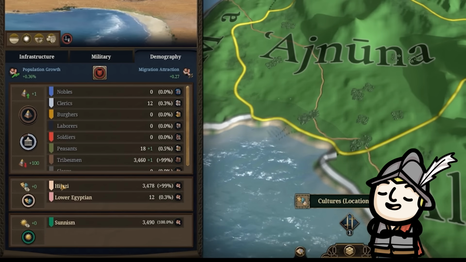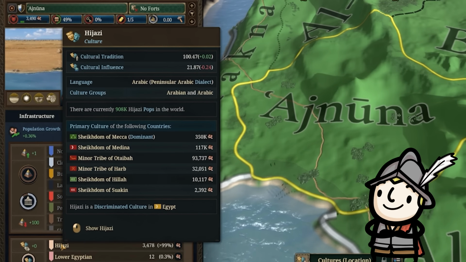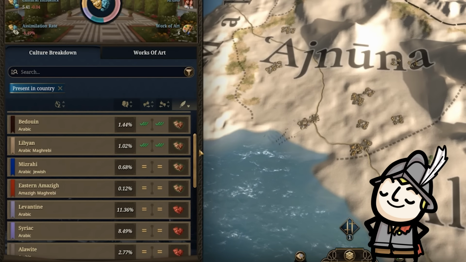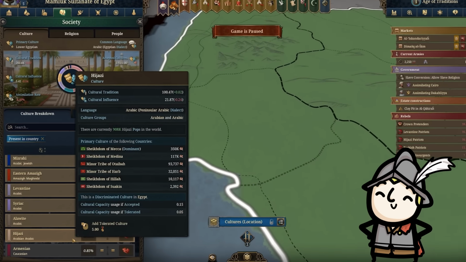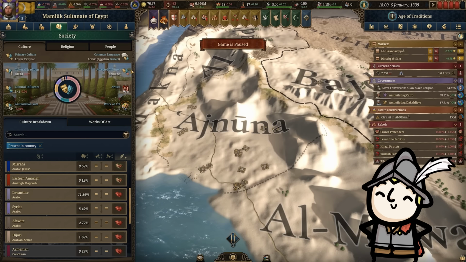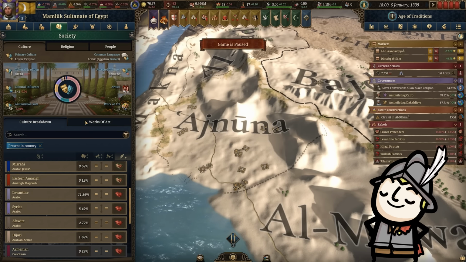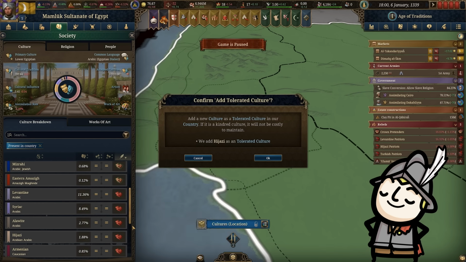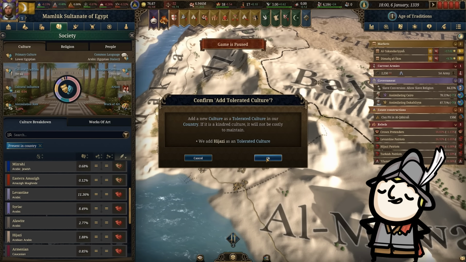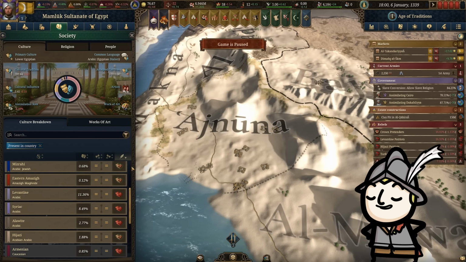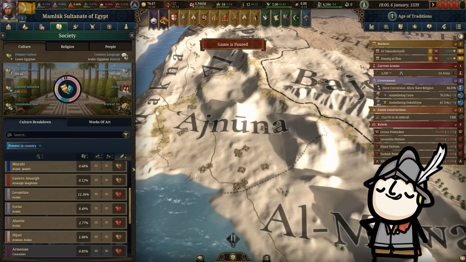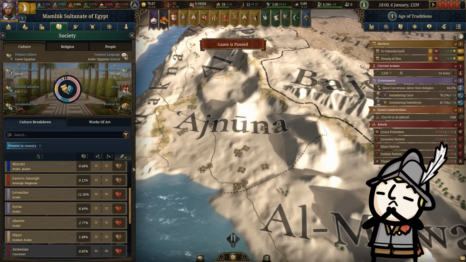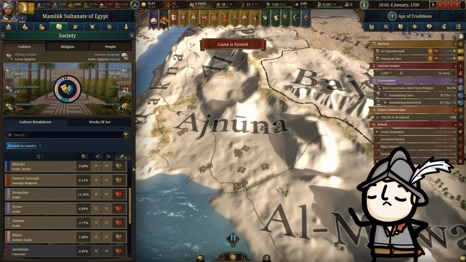One option we have available to us is to take a look at the culture. We can see that it's 99% Hijazi. Left-clicking on them will bring us to the appropriate page. Scrolling down, we could find them right here at 1.88% of our population. We do have available accepted culture cap, so we can move them from a discriminated culture to a tolerated culture for little cost. This will help boost average satisfaction over time. It won't really move the needle right now, but it will help in the long run, and it didn't cost us anything that we couldn't afford to lose at the moment.